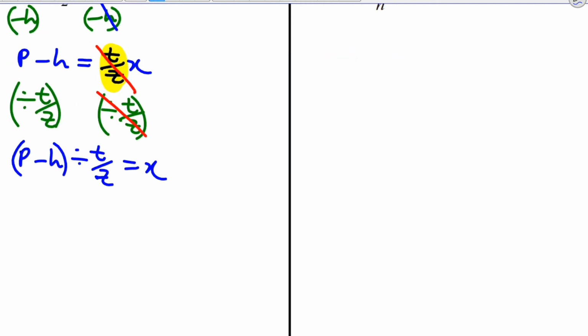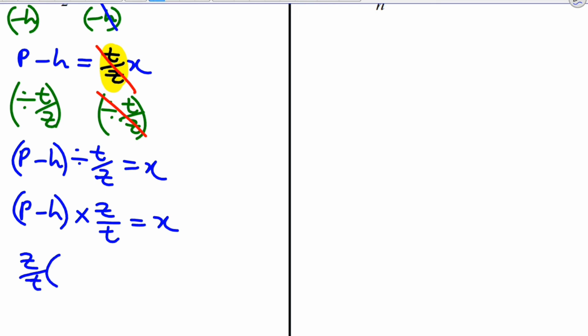This can be written as p minus h multiplied by z over t is equal to x. Or we can write this by bringing the z over t in front. So z over t times p minus h is equal to x. And that will be our final solution. Okay.